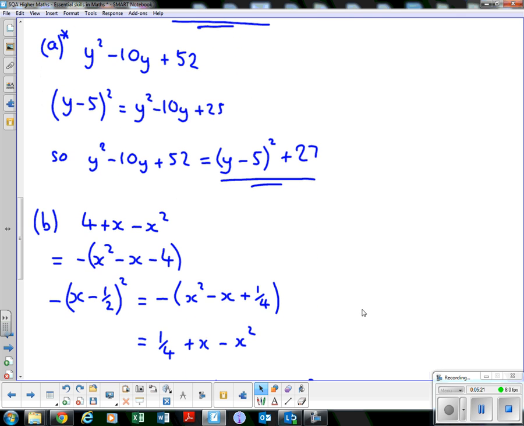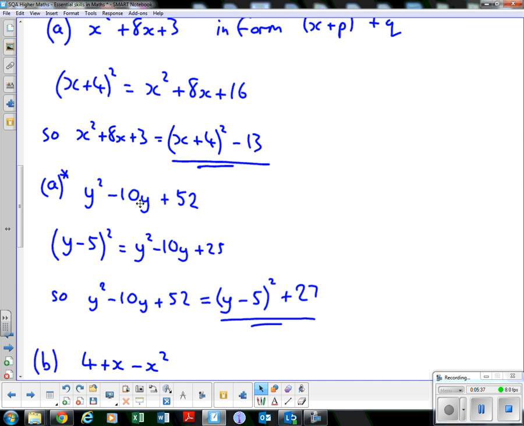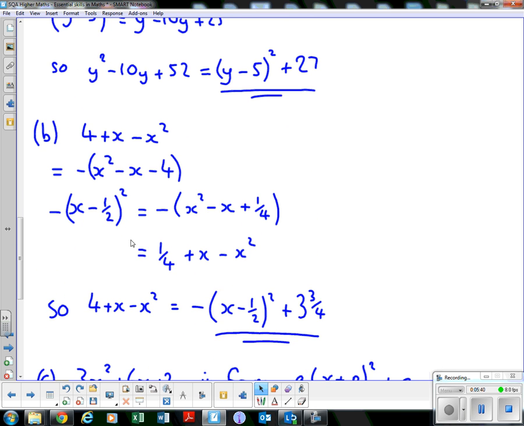Right, part B, a little bit nastier because I've got a negative x squared term. So basically, I'm going to take out a common factor of minus 1. So it'd be negative bracket x squared minus x minus 4. Then I'm just going to do what I've done up here in A and the A star example. So here I've got minus 1, so I need to half that coefficient. So that'll be minus a half. So it'll be (x minus a half) all squared. So that'll be x squared minus x. And don't forget to square the last term, plus a quarter.